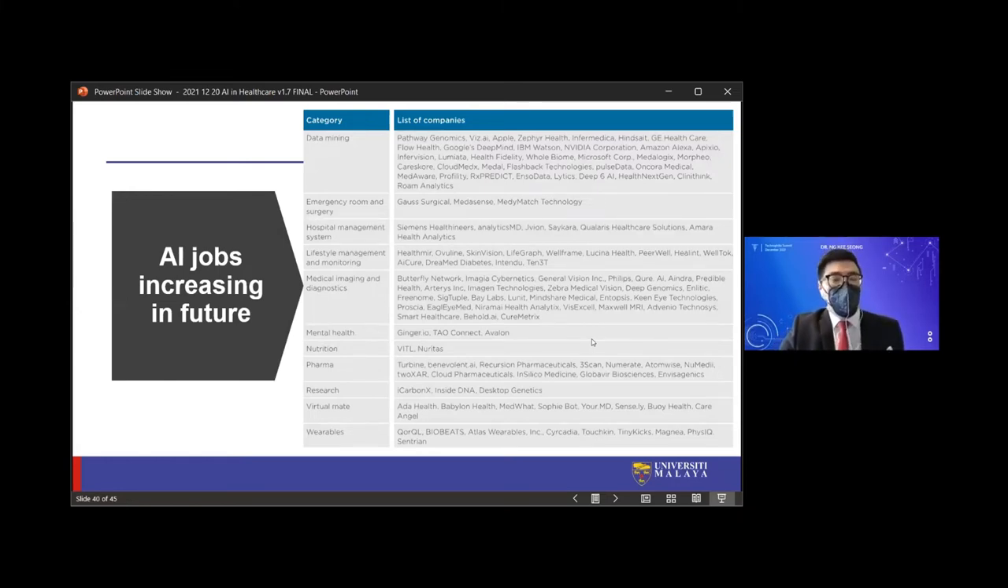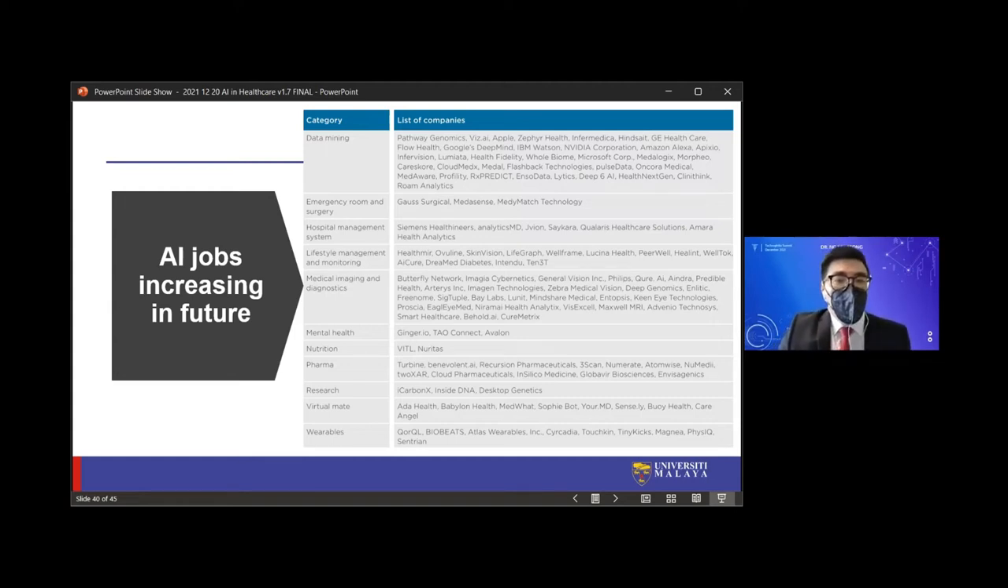What's really encouraging is, as you can see here, this is just a brief list of all the currently existing companies who are increasing the amount of jobs in the AI area. And these companies are located all over the world, with some of them even available in Malaysia currently.